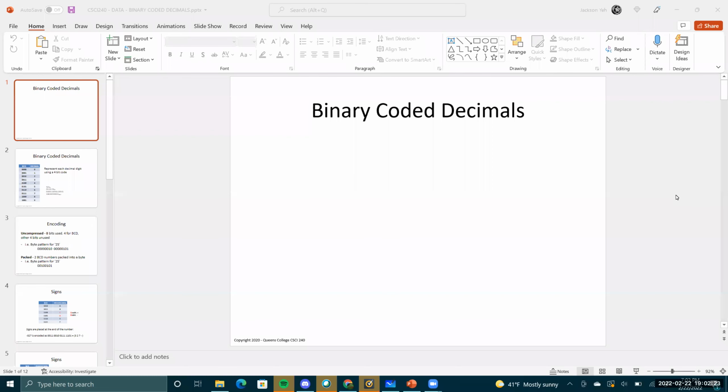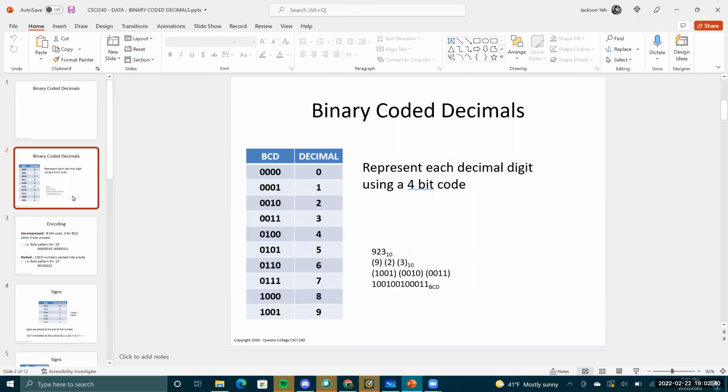Okay, binary coded decimals. Binary coded decimals are yet another way of encoding information into binary. So unlike binary or decimals, this is not a number base. This is not base 2, this is not base 10. Binary coded decimals are sort of like a hybrid in between the two. All right, so let's see what we mean by that.